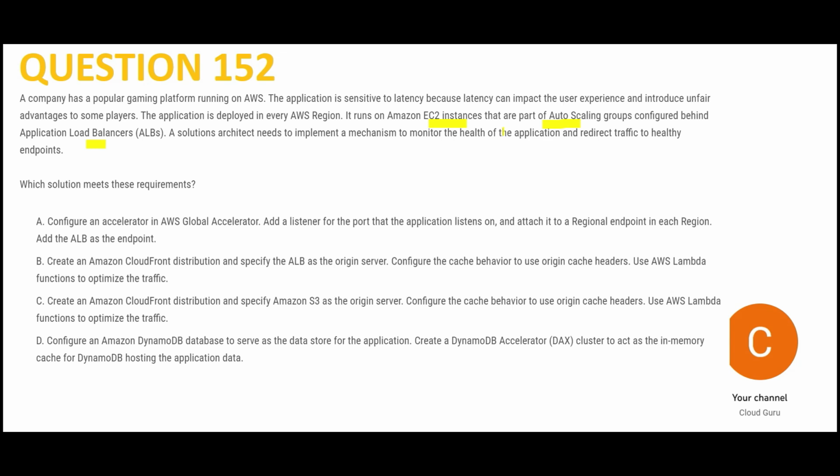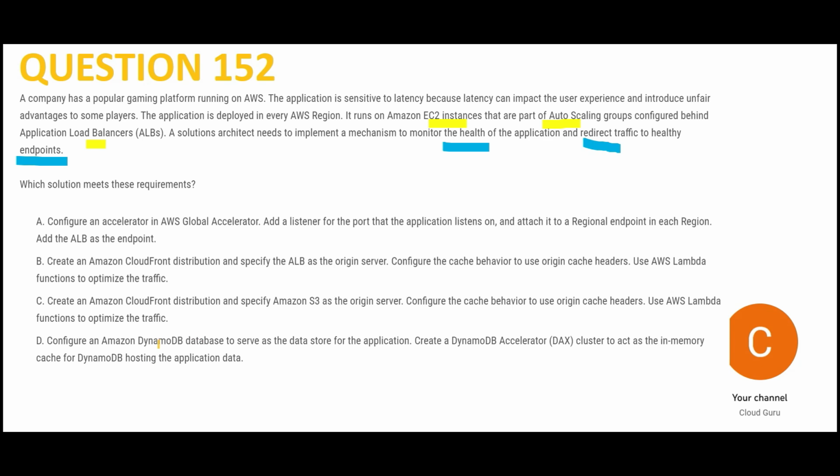Now what is it that you are supposed to do? You are supposed to solve a problem. You want to monitor the health of the application, and if due to some reason it is becoming slow, you have to redirect the traffic to a healthy endpoint. If it says healthy instance, EC2 instance, then you use load balancer. But if it says endpoint, then load balancer is not an answer. That is one. Now let us scan the options.